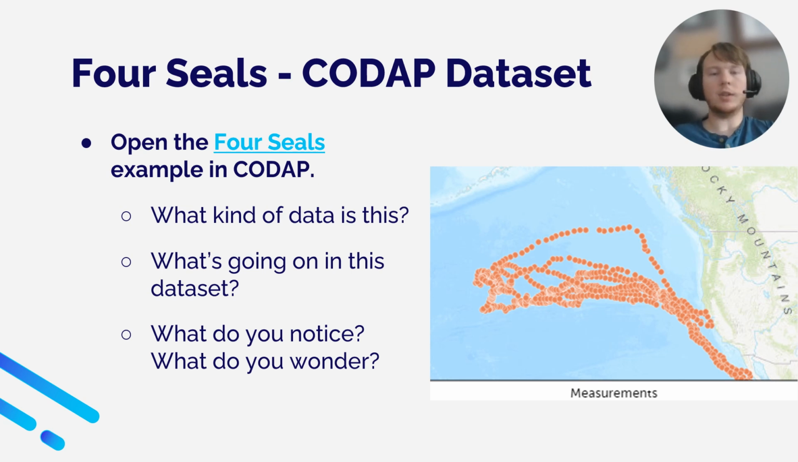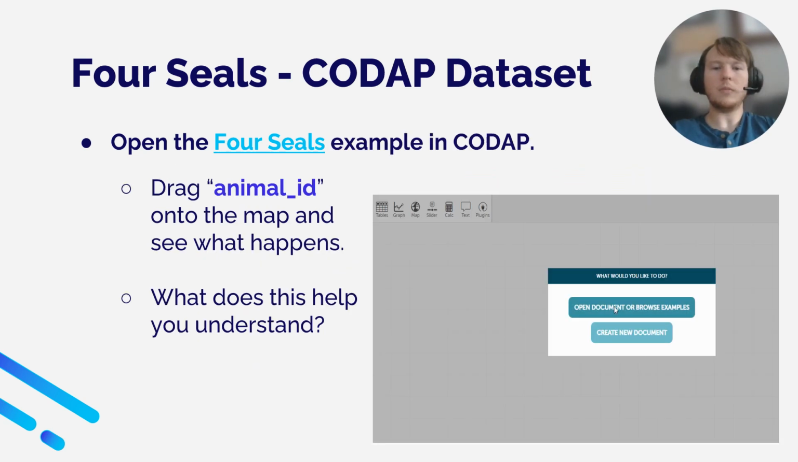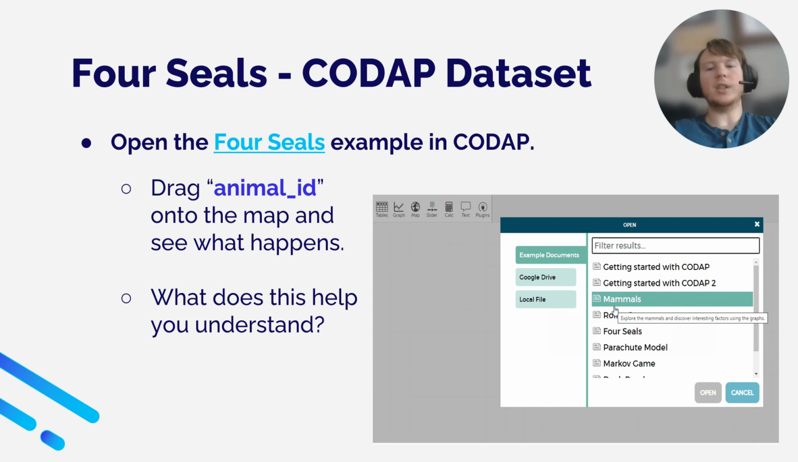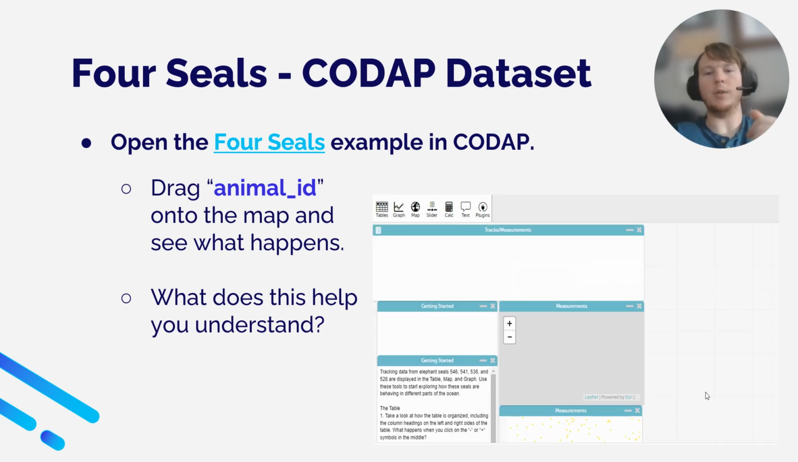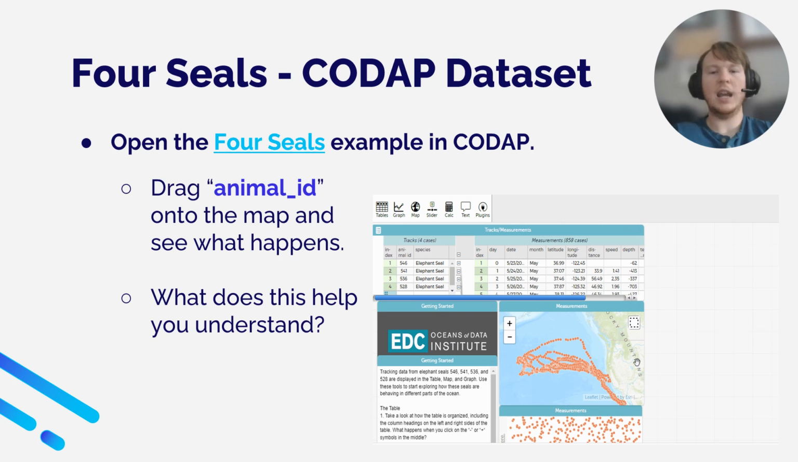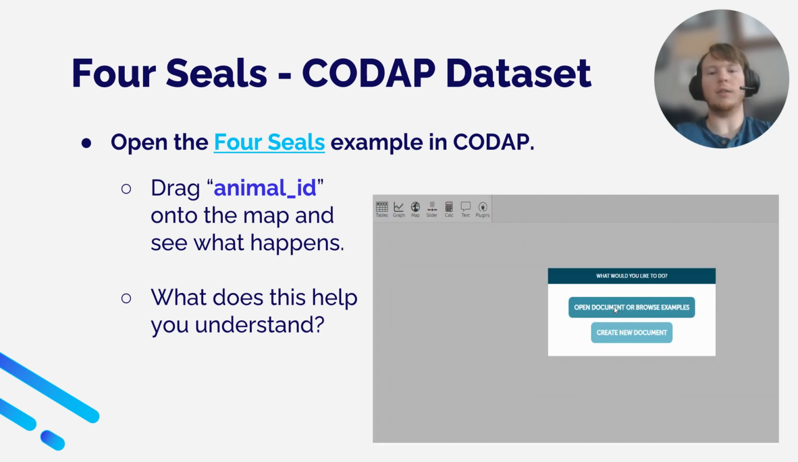We're going to give students a moment to just engage, look at the data, see what kind of data it is, see what's going on, see what they notice and wonder. So what we want students to do, and the GIF to the right is showing them how to open the example if they haven't done that yet. And we want students to start off by dragging animal ID onto the map to see what happens. And this should color the points with the different animals that are in this data set. There are 4 in total.